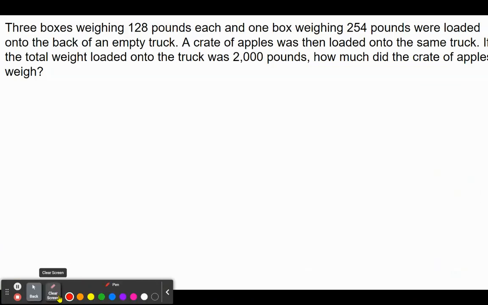So I'm going to first read my word problem. We're going to use a strategy of RDW, which stands for read, draw, write. So first thing we need to do is read our R.